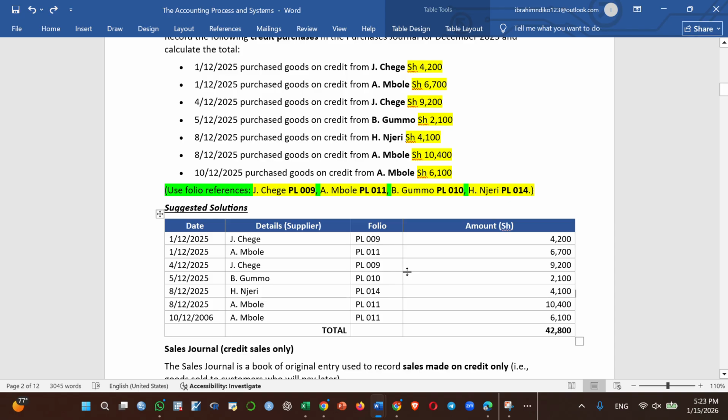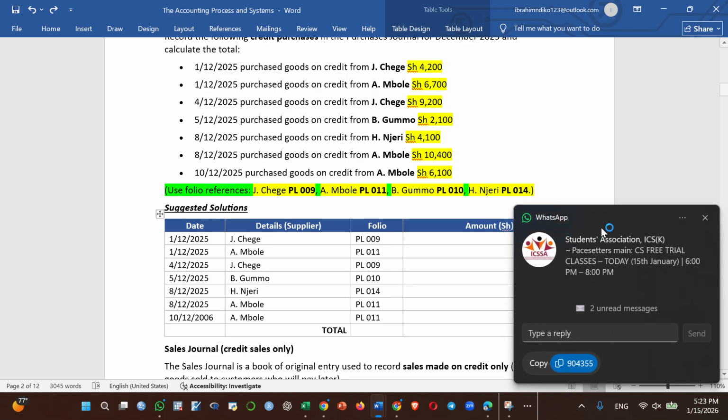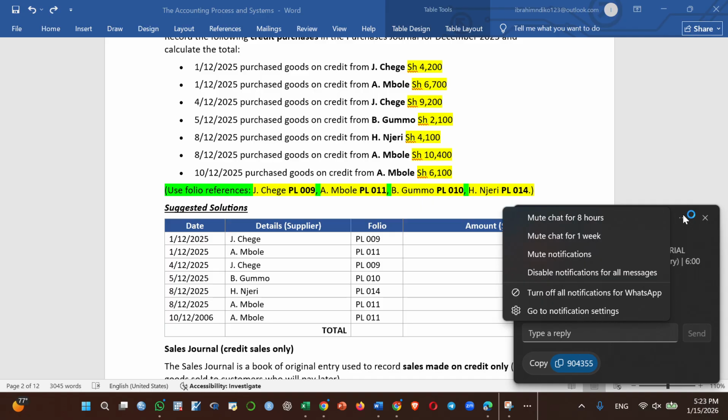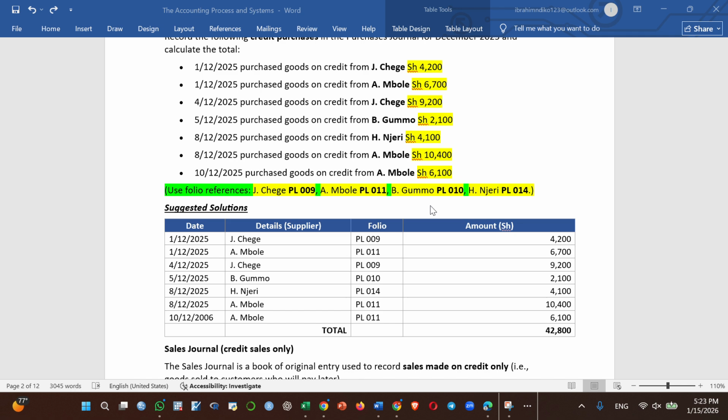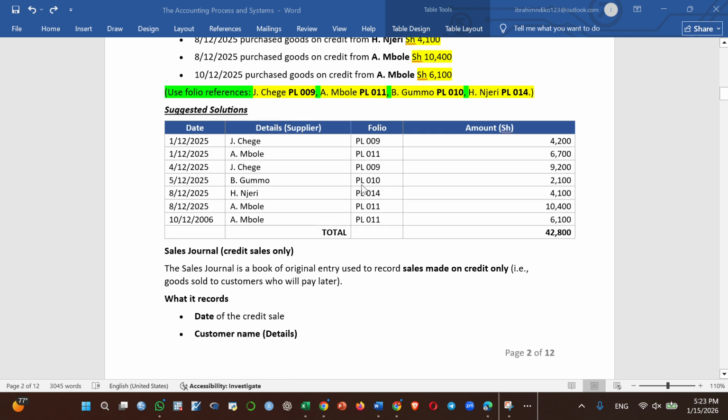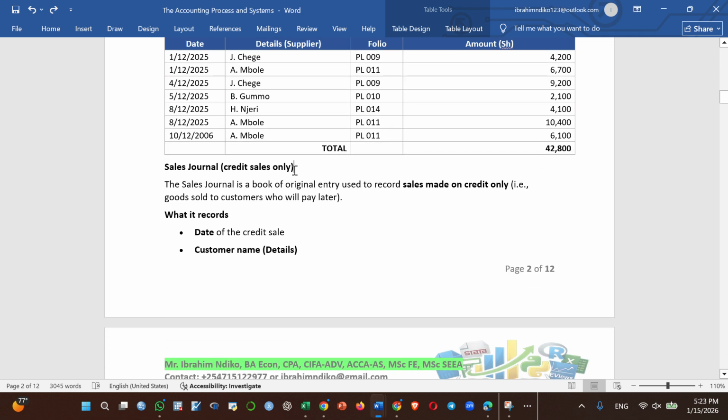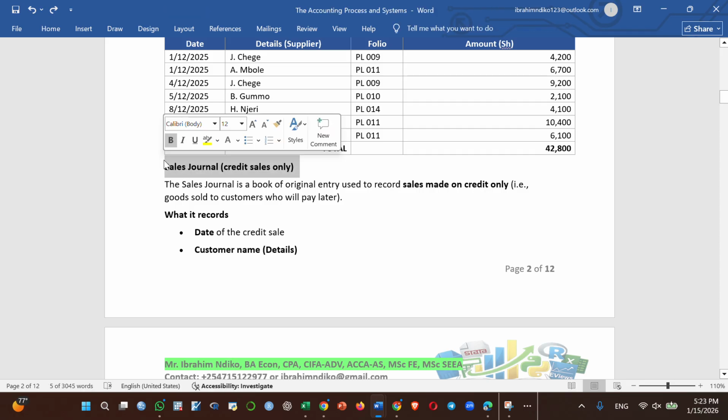That is it. And that is how you do the purchase journal. So you just record the date, the detail, that is the name, the folio number, and then the amount. Let's go to the next, number 2, the sales journal.